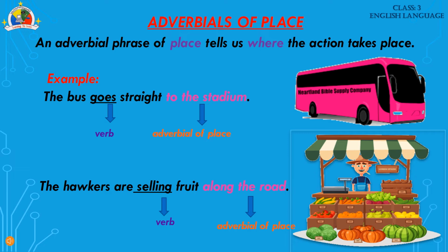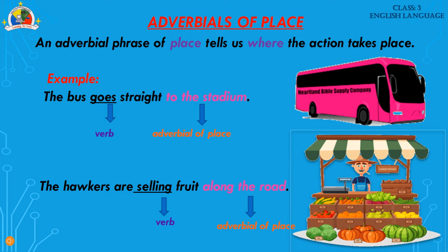Adverbials of place. An adverbial phrase of place tells us where the action takes place. It answers the question where. Take a look at a quick example. The bus goes straight to the stadium. In this sentence, stadium is the adverb of place, whereas straight to the stadium is an adverbial of place, as it states the location in more detail. It is telling us the location of an action.